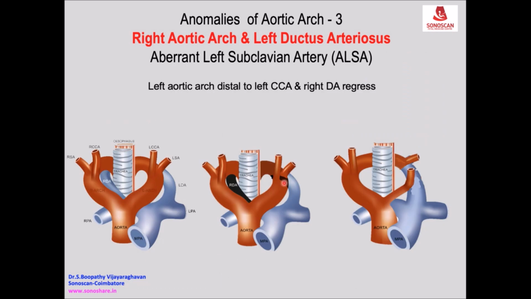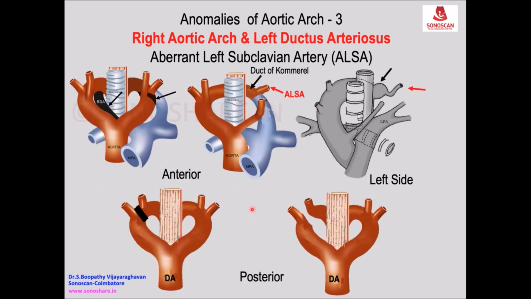The aortic arch distal to the left common carotid, that is, in between the left common carotid and the left subclavian, and the right ductus arteriosus regress. How will it look? This part regresses. As a result, we get the ascending aorta, which is not seen here, and the aortic arch.